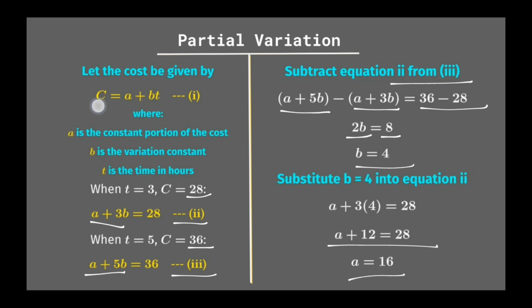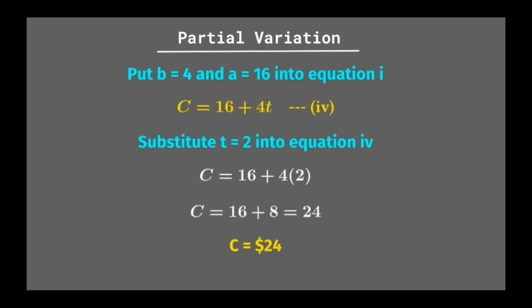We were told to find the cost if it takes 2 hours to sew a garment. Now what I'm going to do is to come back to equation 1, plug in the values of A and B, and then I have the perfect cost equation. Now we put the values B equals 4 and A equals 16 in equation 1, and you are going to have C equals A plus BT becomes C equals 16 plus 4T. Remember, B is 4. So this is now the cost equation. With this equation, I can predict the cost for any time in hours taken to sew that garment.